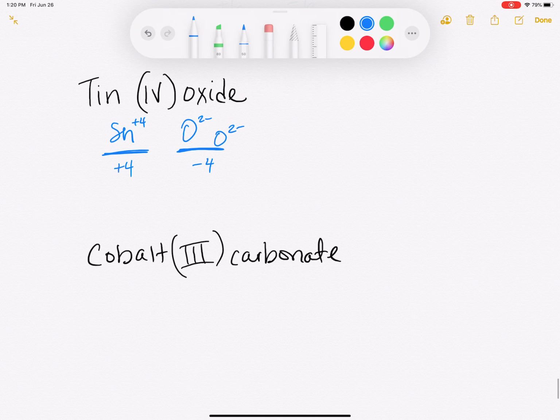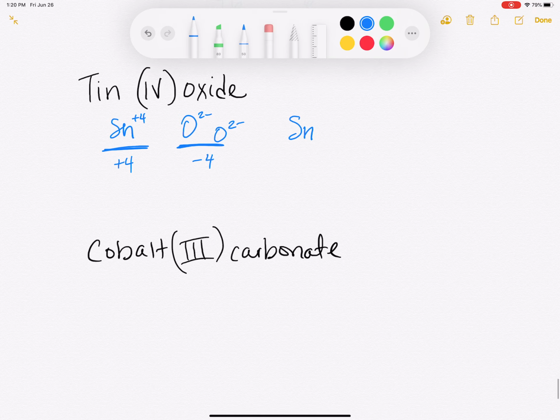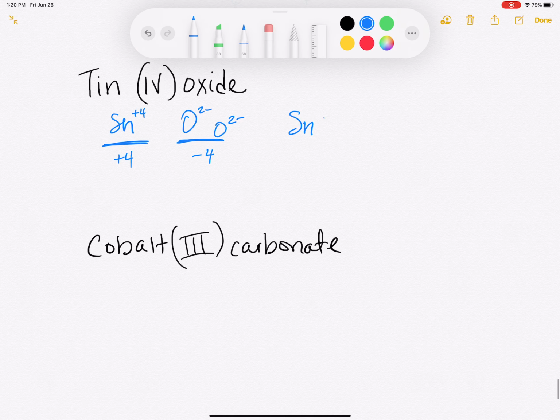So that means that now I'm going to use the subscripts to identify how many atoms I had. I never write down 1, but I had 1 tin, and then for oxygen, I'm going to put down a subscript of 2 to represent the 2 oxygens that I needed. And this right now is my balanced compound.